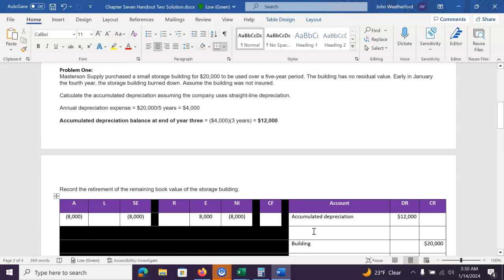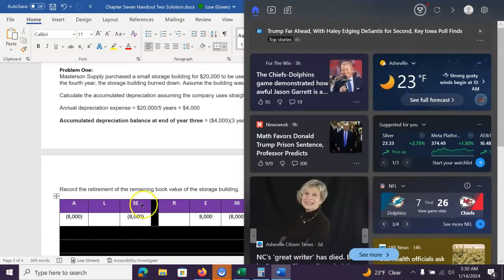But anyway, we've wiped out accumulated depreciation with a debit. We've taken the building off the books with a credit. But now to balance the entry, we need more on the debit side.